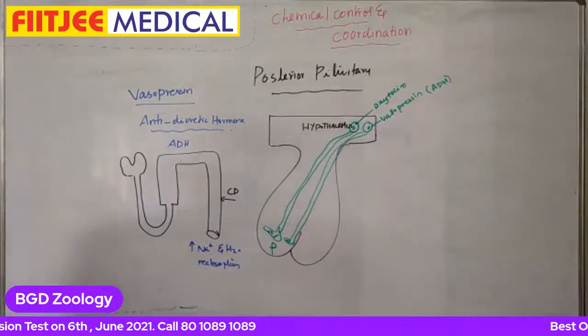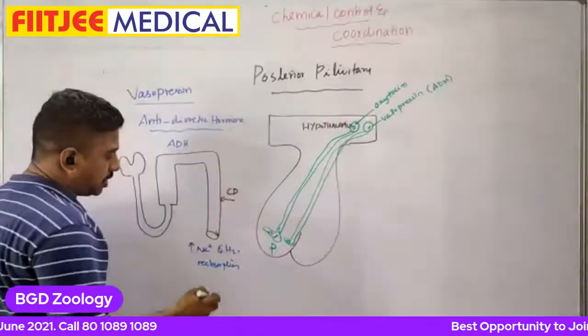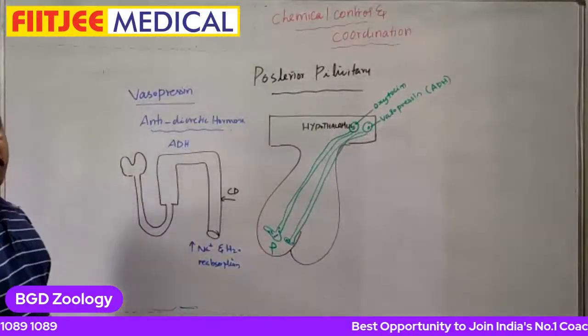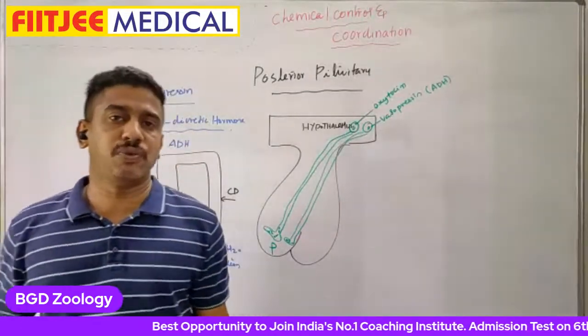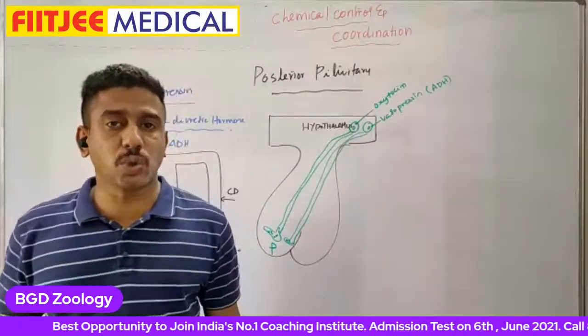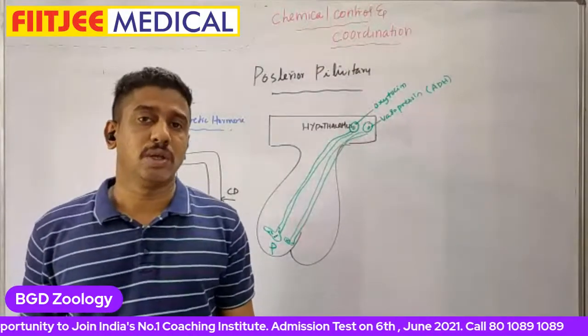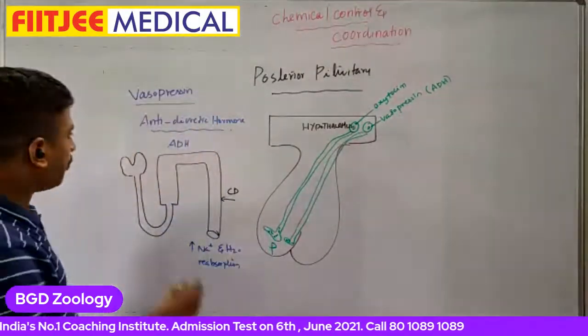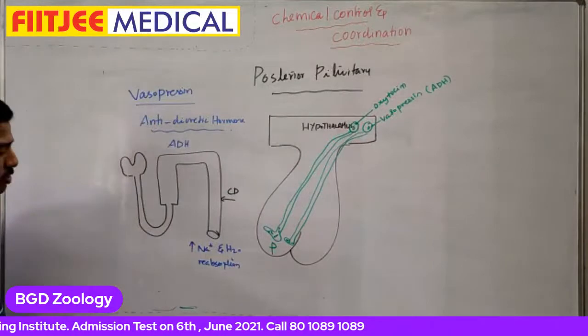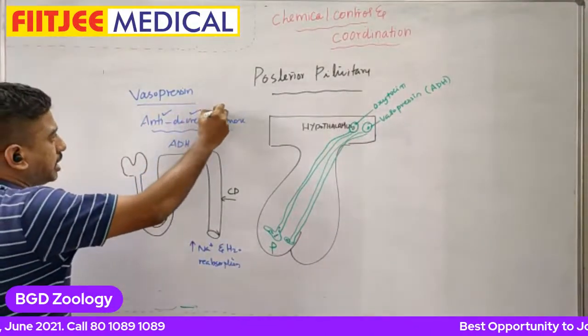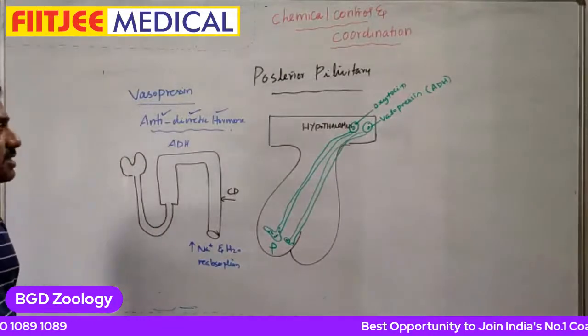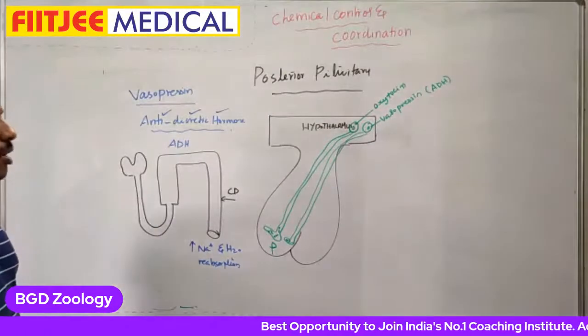So that's why we call them anti-diuretic, because they will prevent the diuresis. Diuresis means increased loss of water and the sodium or the solutes through the urine. That will be prevented by this ADH or the vasopressin. That's why we call them anti-diuretic hormone. The ADH, we call it the anti-diuretic hormone.